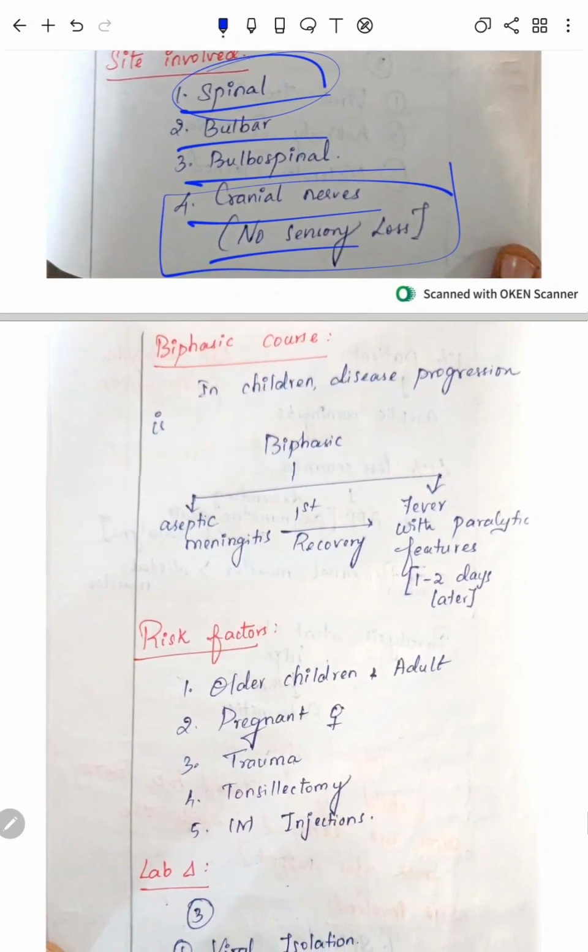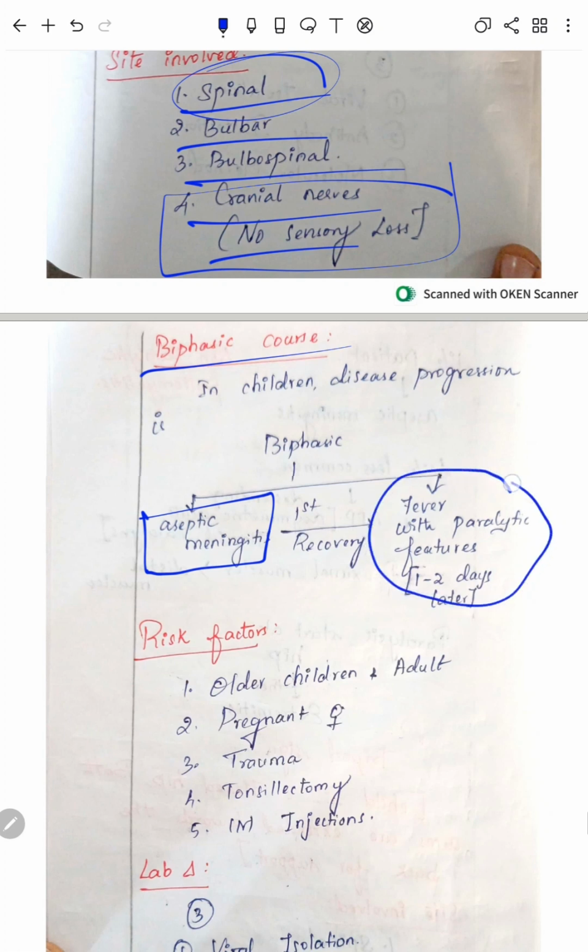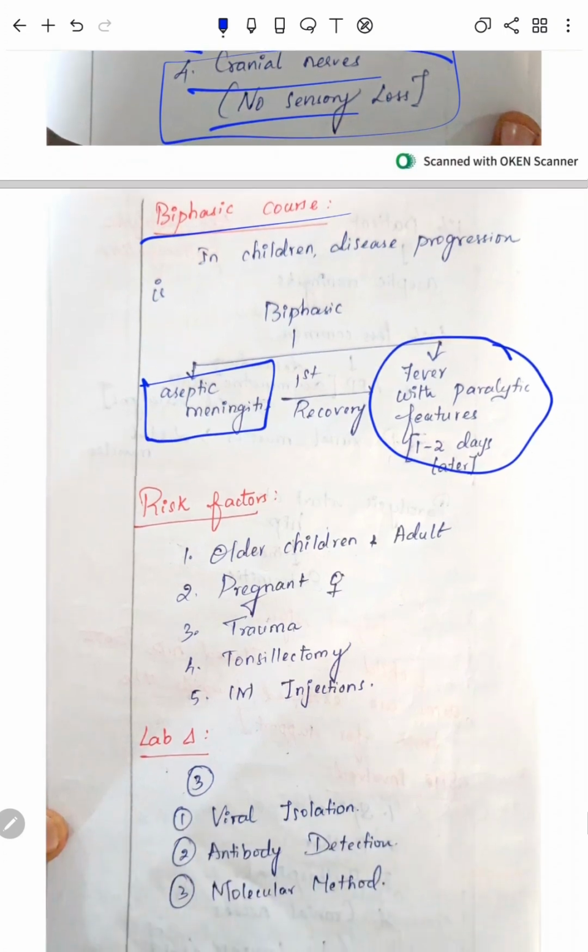Okay, the polio virus causes a biphasic course in children. First it causes aseptic meningitis, and then, after the first recovery, the child first manifests as aseptic meningitis, and it gets cured. Again, the polio virus affects, meaning fever with paralytic features will be presented. Okay, the biphasic course is also very important.